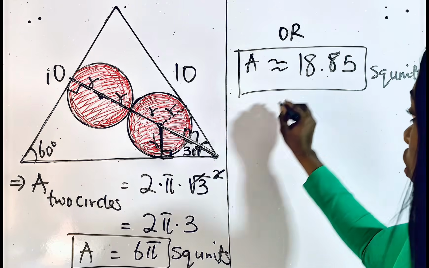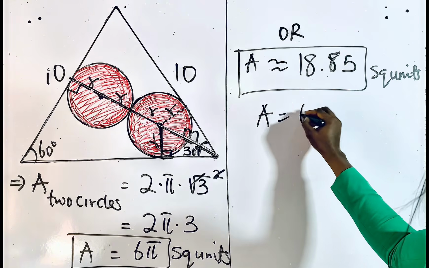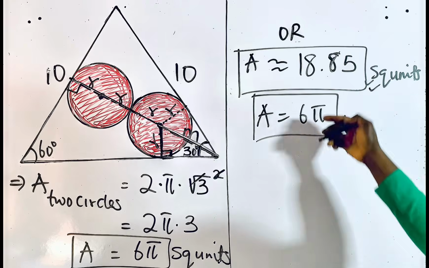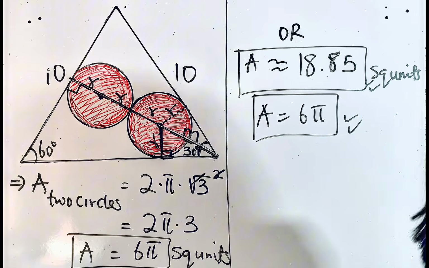So we can take this or this. So we also have this. So these are the two areas. Either this or this is acceptable.